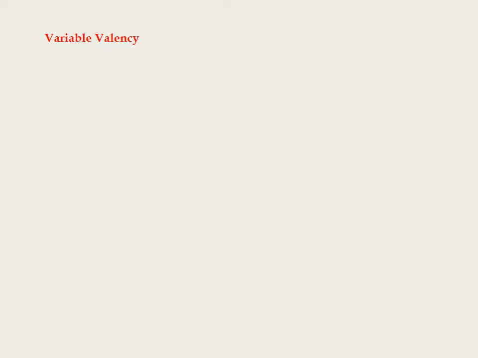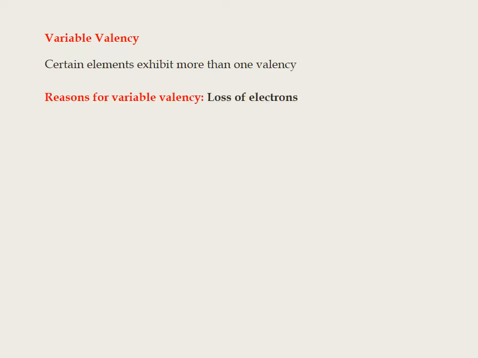Variable valency. Certain elements exhibit more than one valency, that is, they show variable valency. Reasons for variable valency: an atom of an element can sometimes lose more electrons than are present in its valence shell. That is, there is loss of electrons from the penultimate shell too. Therefore, such an element is said to exhibit variable valency.